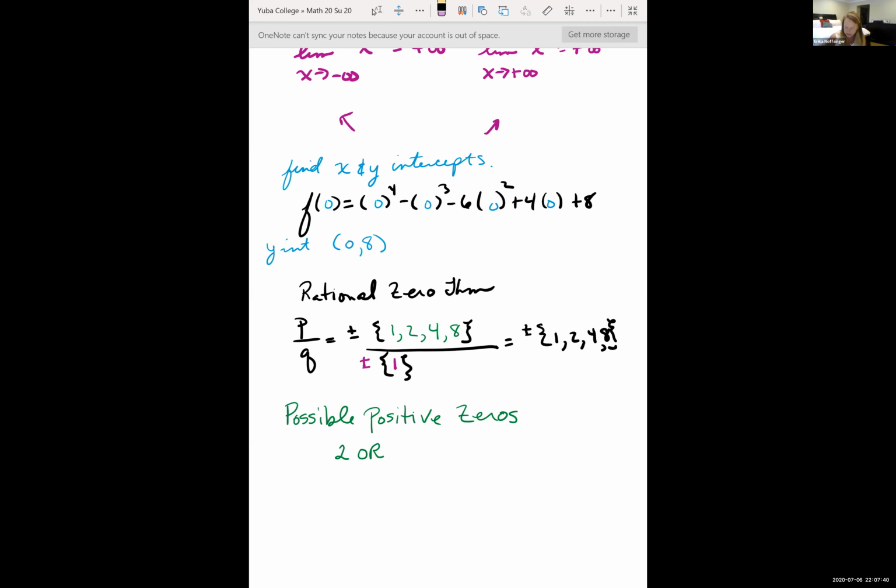So I have that number or that number minus an even number. So 2 minus 2 is 0. So there's either 2 or 0 positive real zeros.